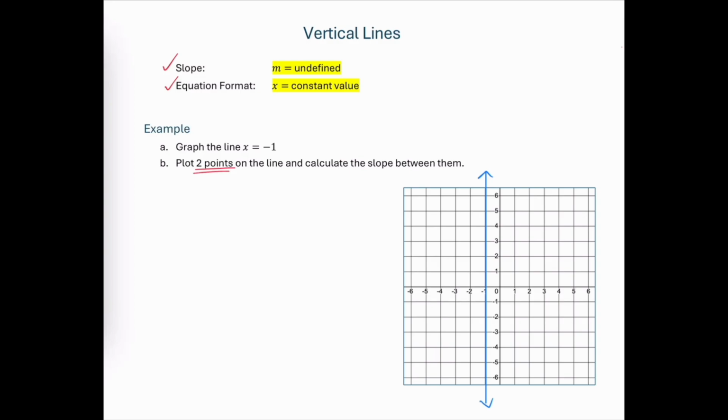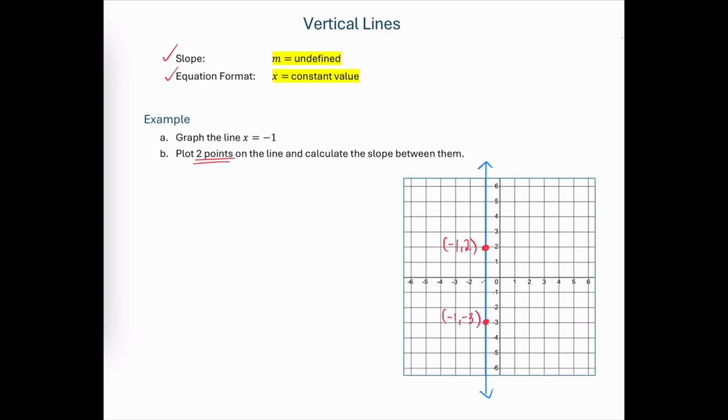on this line. So I'm randomly going to select the ordered pair (-1, 2) and the ordered pair (-1, -3). Using these two ordered pairs, let's calculate the slope of the line that's between these two points. Remember, the slope is equal to rise over run. We can also think about that as the change in y over the change in x. But the formula we'll use is (y2 - y1) over (x2 - x1).